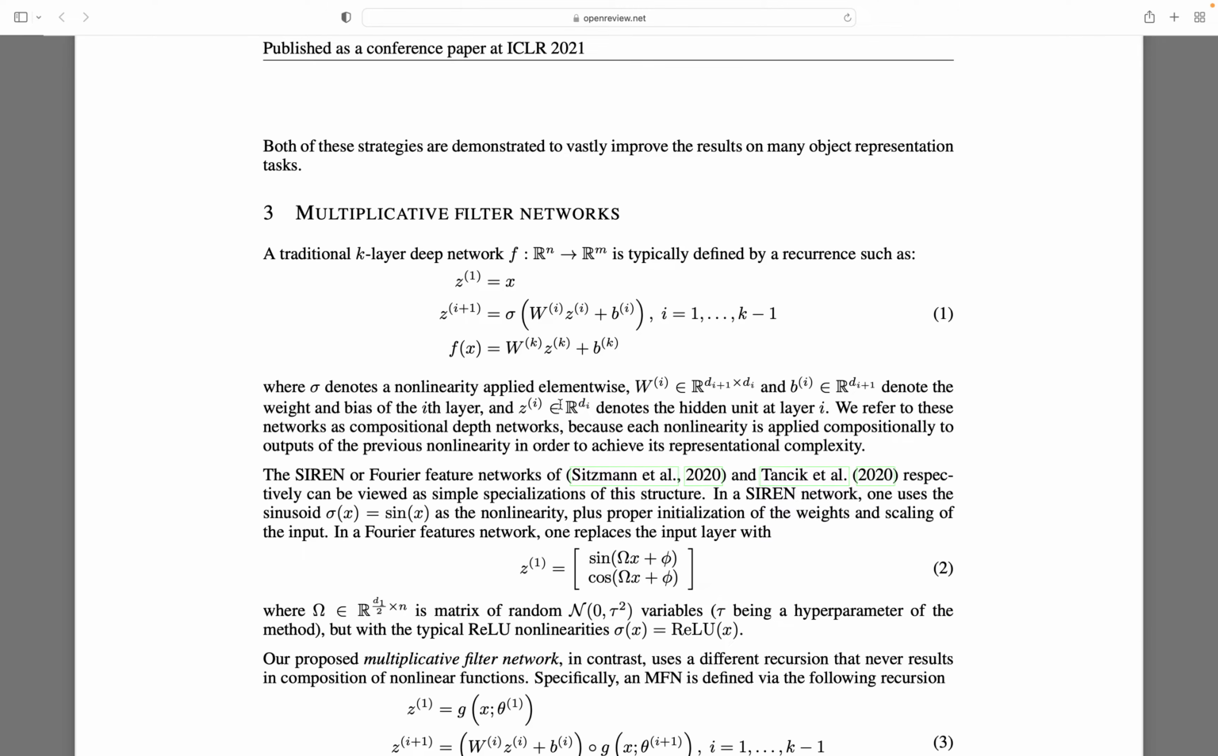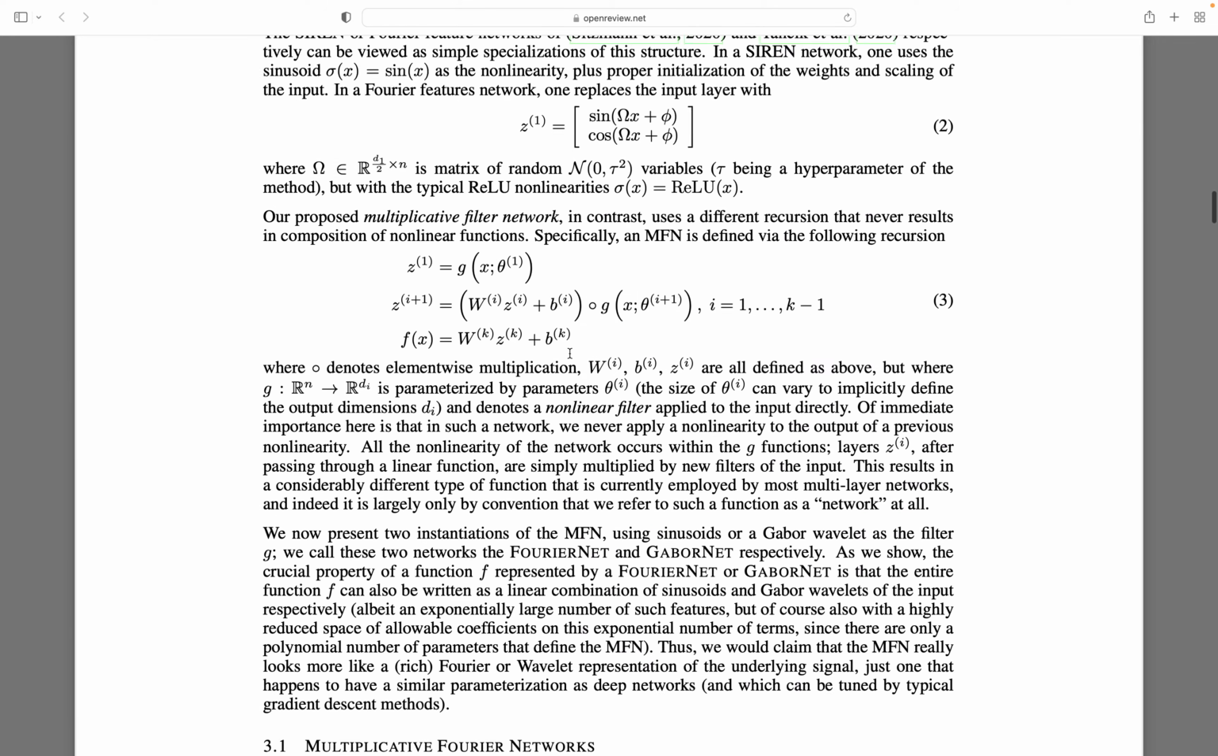Okay, so basically a standard neural network is a function like this. It can be written as a recursion, where for each layer we have sigma, the non-linearity, times Wz plus b, where z is the output of the previous layer. So okay, a standard neural network, very basic.